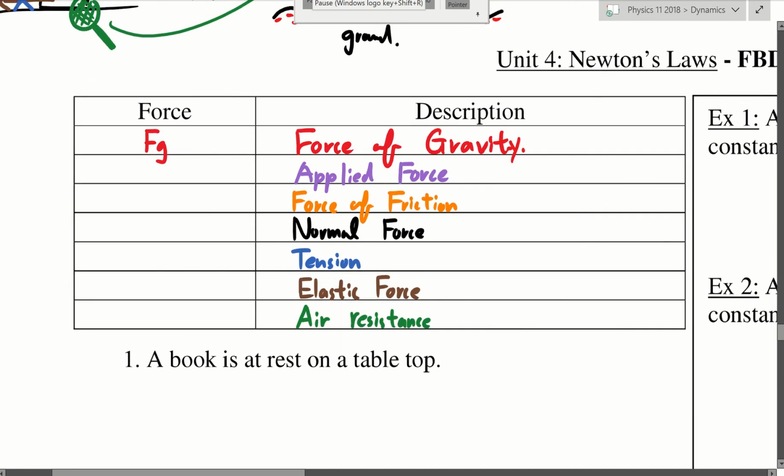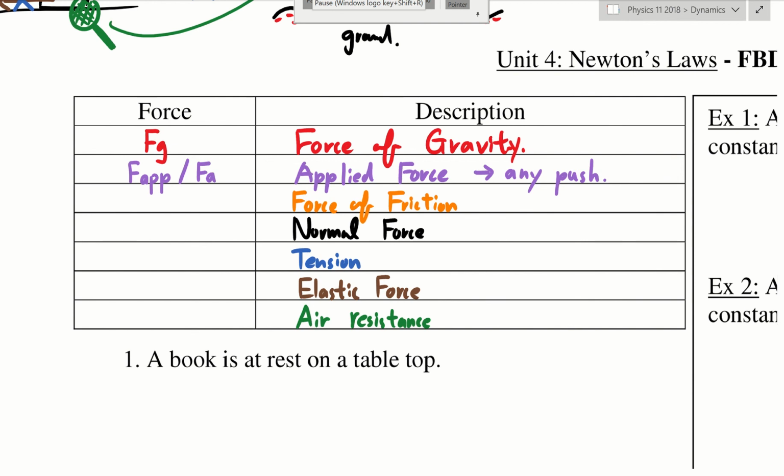Applied force, remember, is just an electrostatic force. F applied, sometimes you just see people writing FA, is any kind of push or pull on an object. So you apply force by pushing it. It's just the electrons of your hand repelling the electrons from the side of the object. Now we'll jump over to normal force, and then we'll go back and talk about friction.